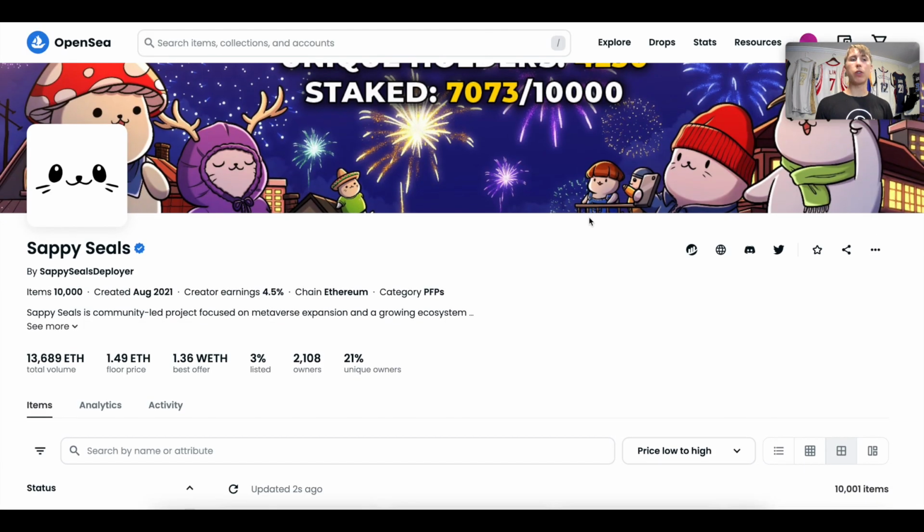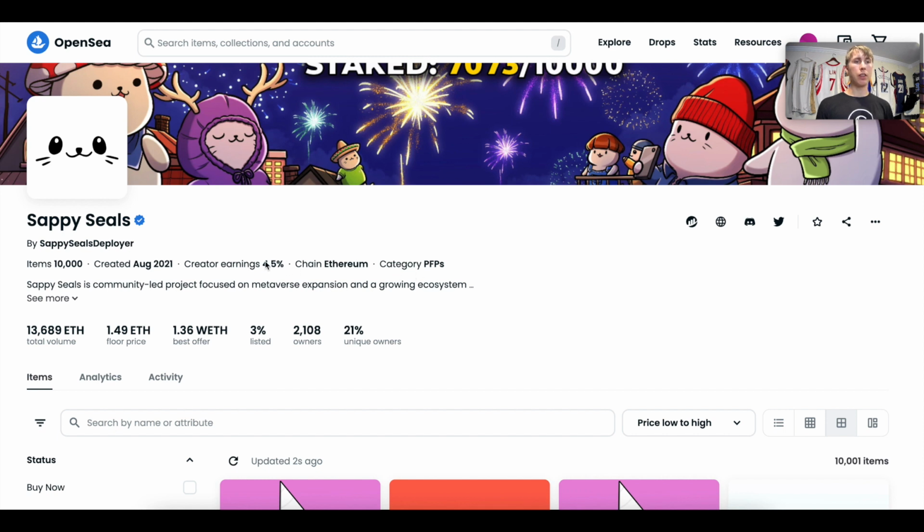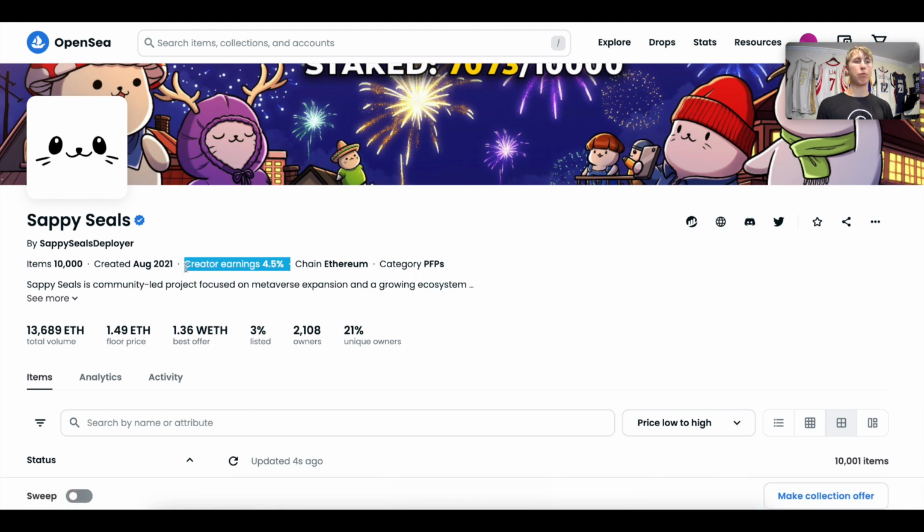As you can see here, if we go to the Sappy Seals collection, there is a 4.5% creator fee. With PseudoSwap, you can actually bypass this because these tokens are paired in an LP pool. The only fees that you would have to pay as a trader is whatever that pool allocates. So if I say I want a 2% fee on all trades, that means it's 2%. Whereas normally, if I trade on OpenSea, I'm going to have to pay this 4.5% as well as OpenSea's 2.5%.